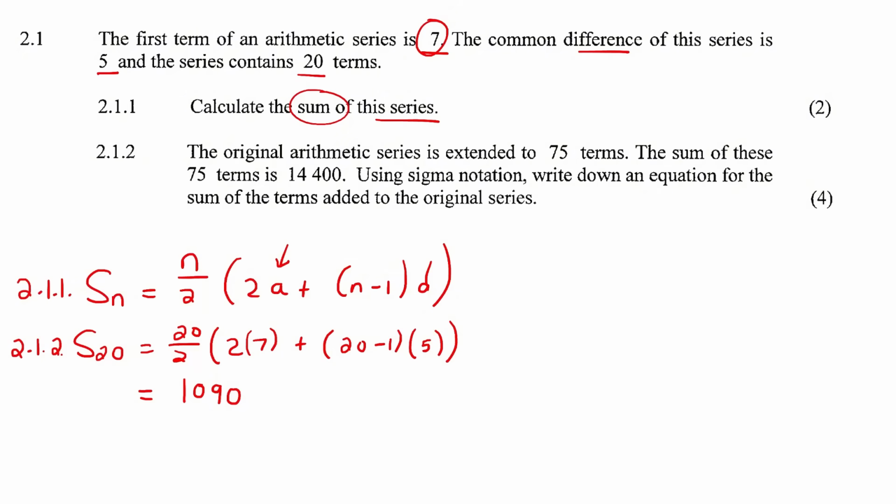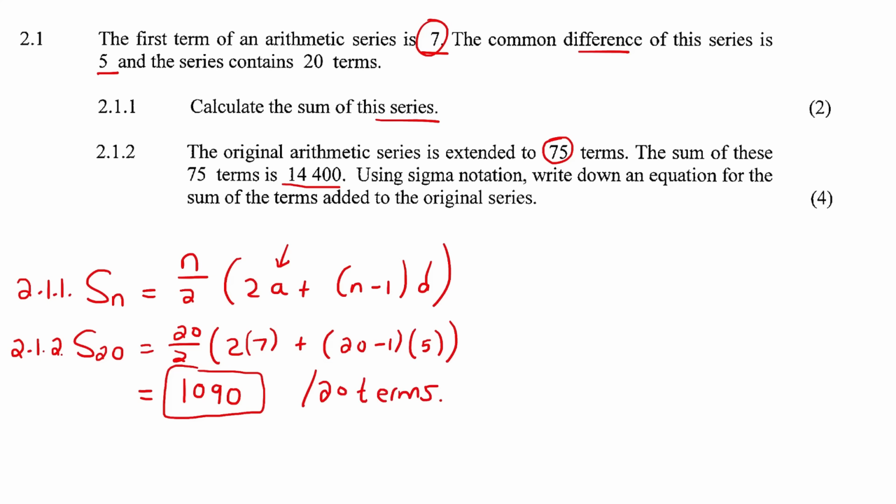Now it tells us that the original series is extended to 75 terms. Okay, so instead of having 20 terms, now they're going to have 75 terms. The sum of those 75 terms is 14,400, okay? Using sigma notation, write down an equation for the sum of the terms. Write down an equation for the sum of the terms added to the original series. Okay, so the original series is 1090. And that was because we have 20.